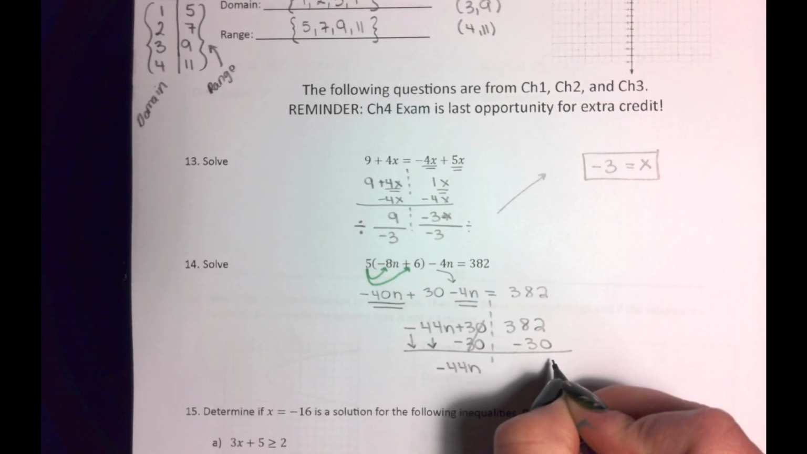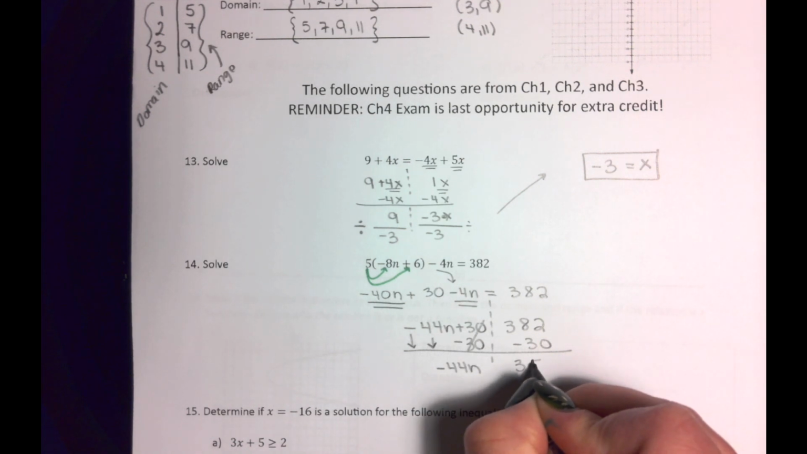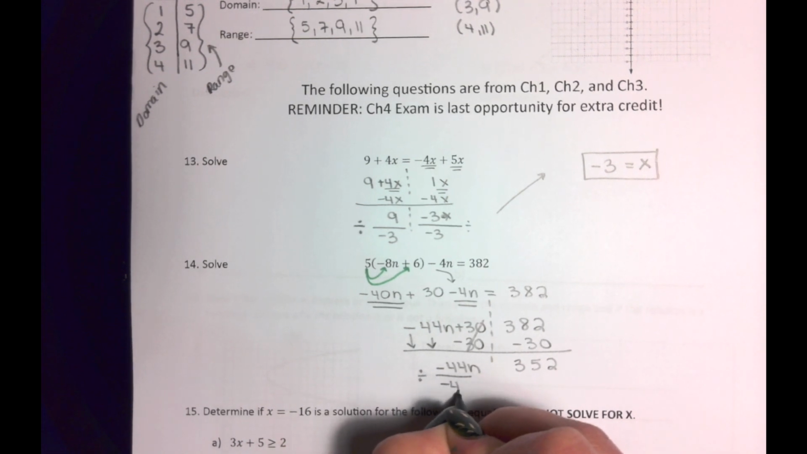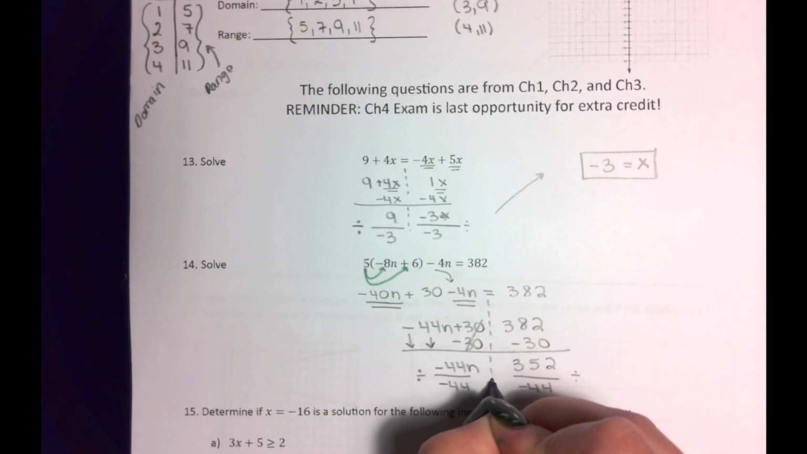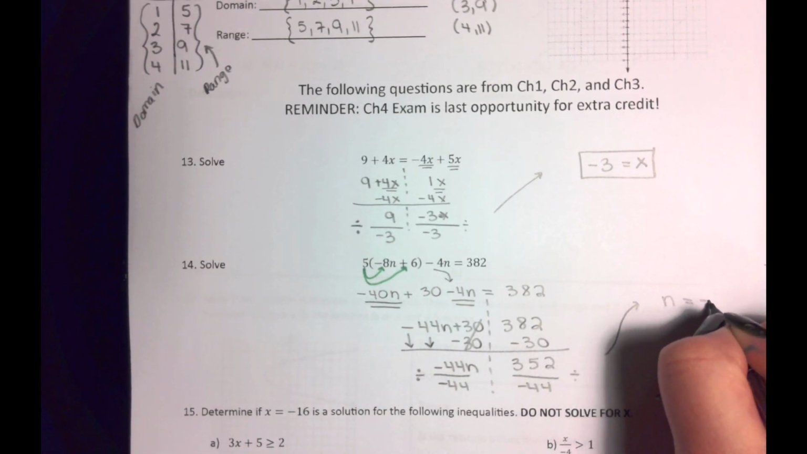Here we have 382 minus 30, which is 352. Divide by negative 44. So n is equal to a negative 8.